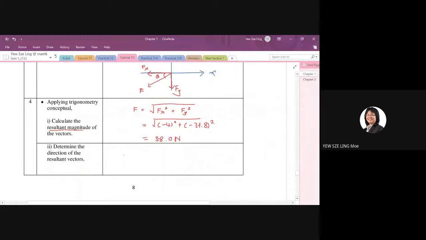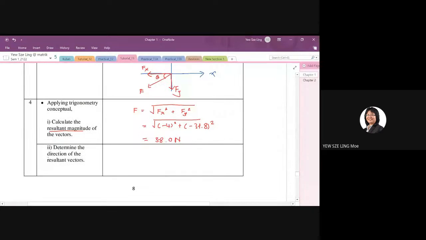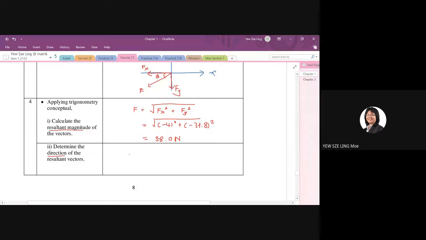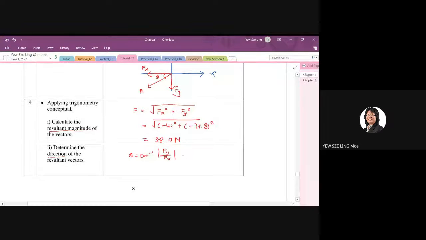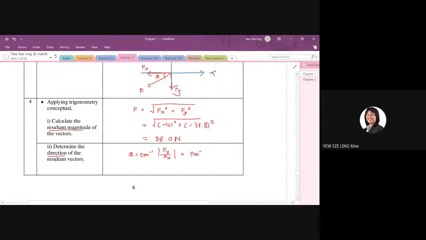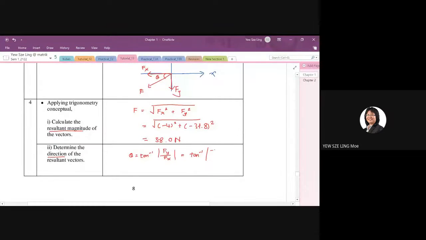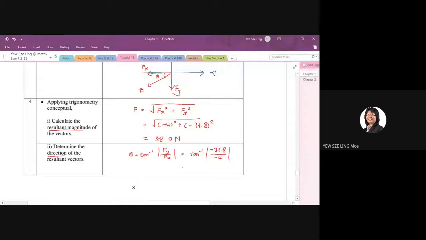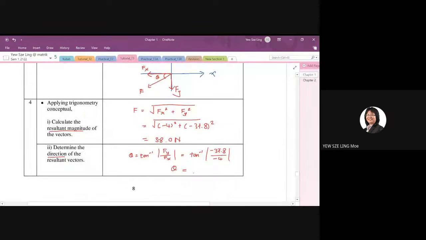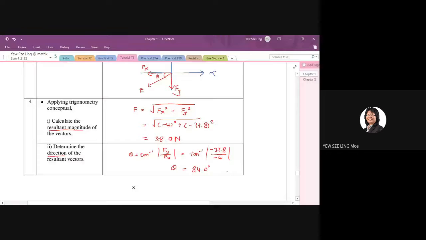So next, I'm going to calculate the direction. So theta equals tangent inverse of Fy over Fx, which is equal to tangent inverse of negative 37.8 over negative 4. So the angle is equal to 84.0 degrees.